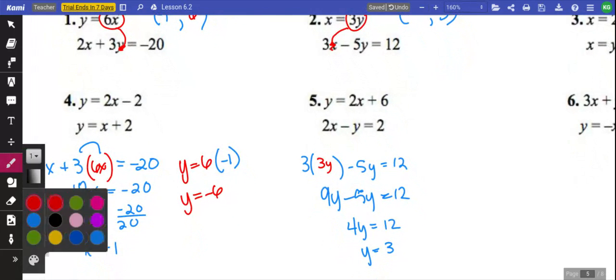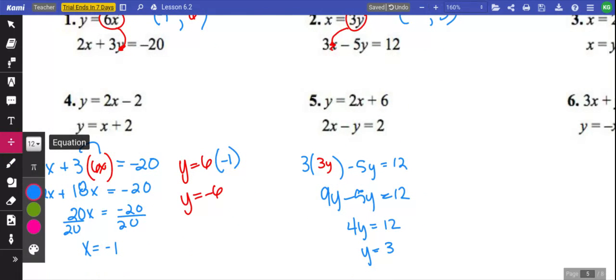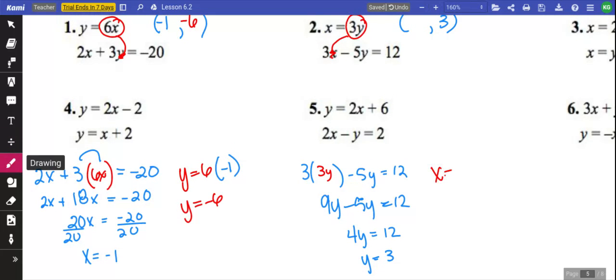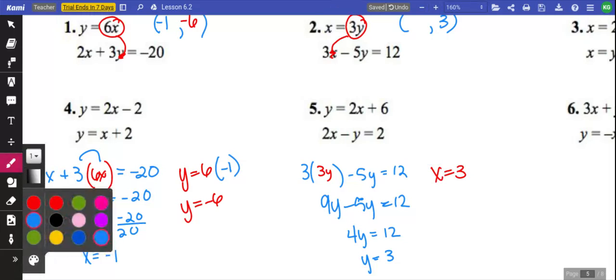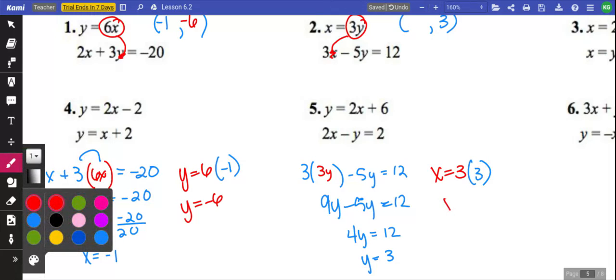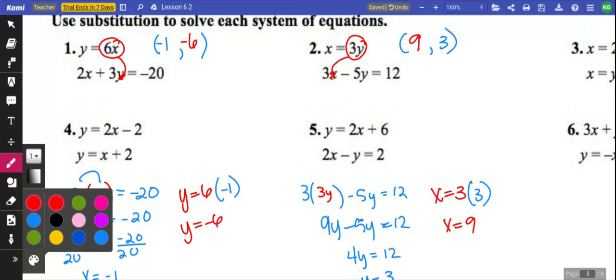So I'm going to put that back up into the x equation. X equals 3 times y. And I know that y is 3. And so then I distribute and I get x equals 9.